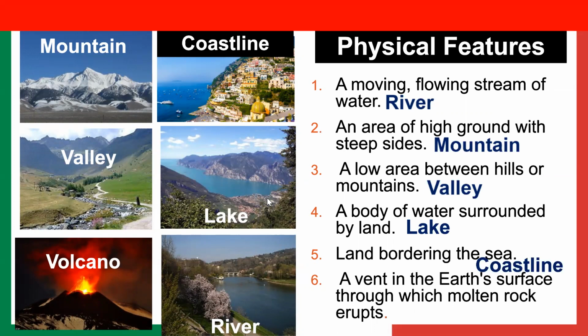Number 5, land bordering the sea. We know that land bordering the sea is our coastline, which we can see here. This is the land bordering that lovely blue sea. Number 6, a vent in the Earth's surface through which molten rock erupts is, of course, a volcano. So well done if you managed to get 6 out of 6. That's brilliant.